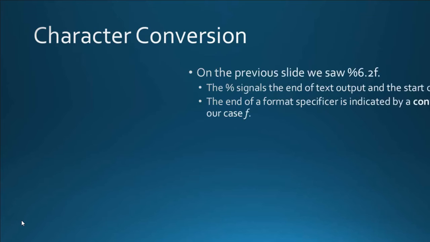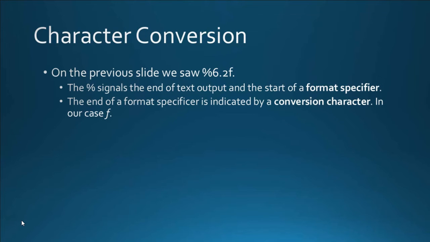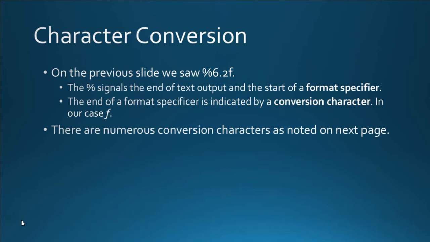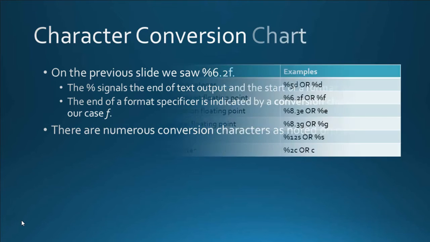Let's look at this with conversion characters. On the previous slide, we saw this %6.2f, and some of you are probably wondering what that means. Well, the percent symbol signals the end of text input and the start of what's known as a format specifier. The end of the format specifier is indicated by a conversion character. In our example here, that's the f. There are numerous conversion characters, as noted on the next page.